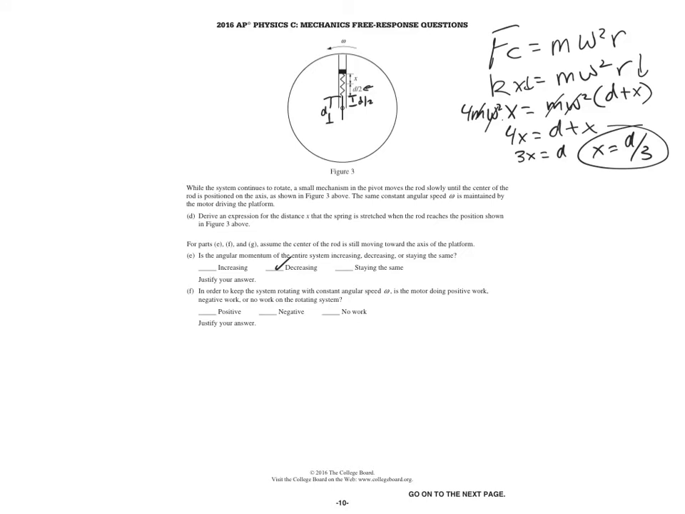The reason it's decreasing is when you're bringing this in, you're lowering the system's I. The system's I is going down because the mass is getting closer to the center, but you're maintaining a constant omega, and so that means that when you do angular momentum equals I omega, if I is going down and omega is staying constant, then angular momentum also has to go down.